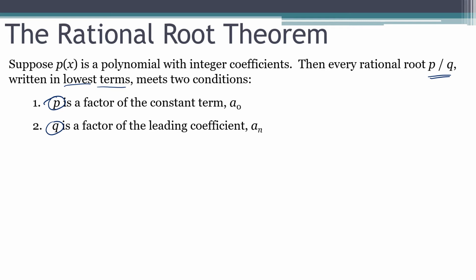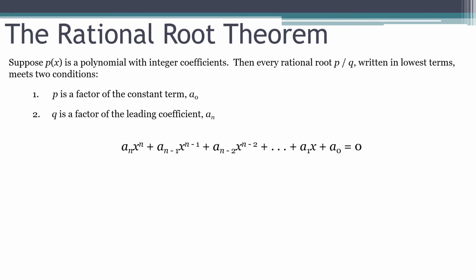So that's how we can prove this. First, I have here just our generic polynomial: a sub n x to the n plus a sub n minus 1 x to the n minus 1, and so on, all the way out to a sub 1 times x plus a sub 0. So remember now, we're assuming that p over q is a root of this thing. In other words, if I substitute p over q in for x, then the whole thing has to simplify to 0. All right, so let's do that.